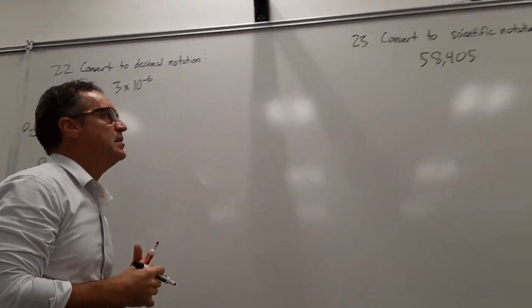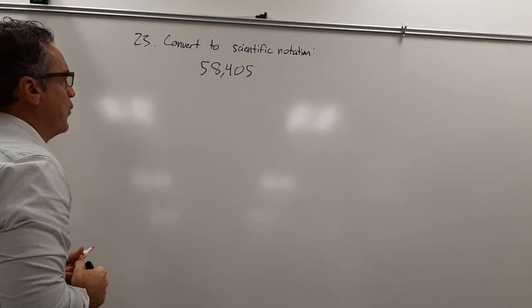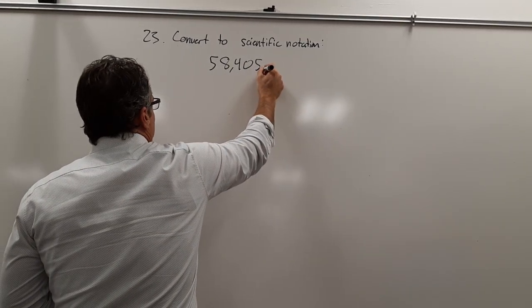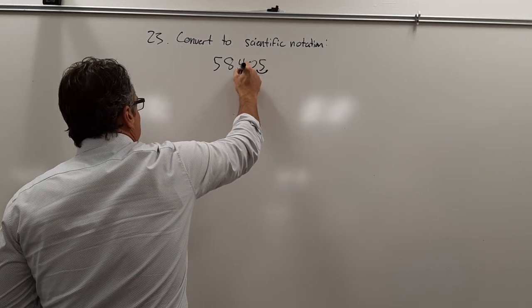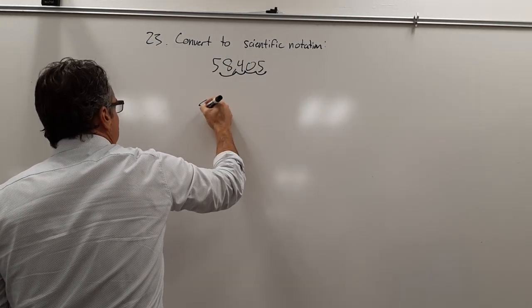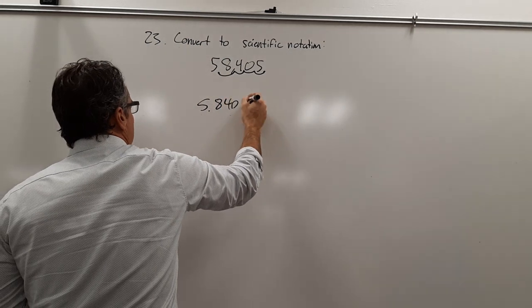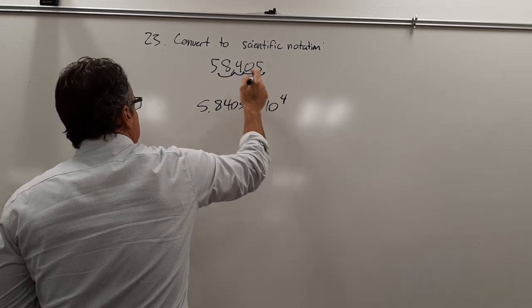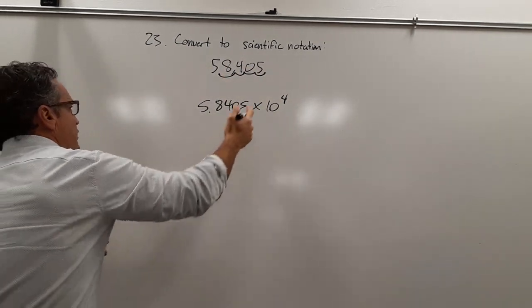Last one, convert to scientific notation, 58,405. So the decimal is right here, right now, and we're going to move it 1, 2, 3, 4 places and call this 5.8405 times 10 to the, I moved it 4 places. The original number was more than 1, so that's positive.